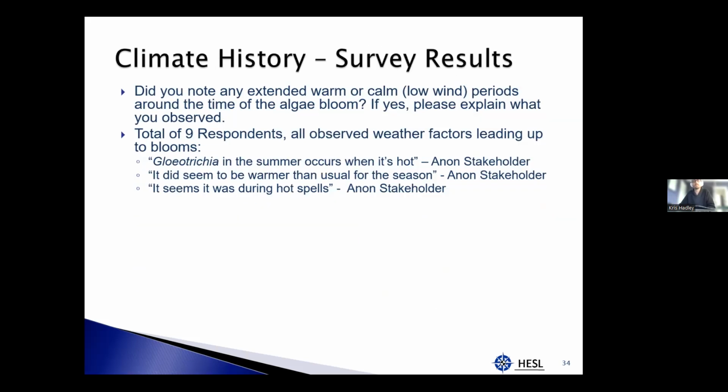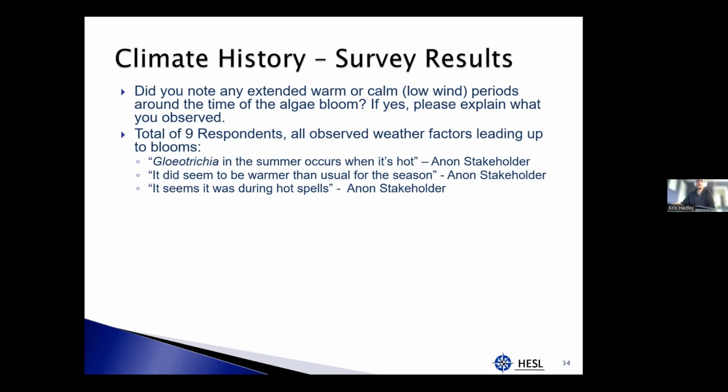Okay. So looking at the stakeholder side for looking at climate history and the weather data that we have. We had 9 total respondents that responded to our question of whether or not they had observed any sort of warm calm periods around the times of the blooms that they had witnessed. And all of them said yes. So I've just included a couple of quotes just as an indicator that the evidence of stakeholders on the lake supports the evidence that's being collected from the climate data from both air temperature and wind speed that I just went over.